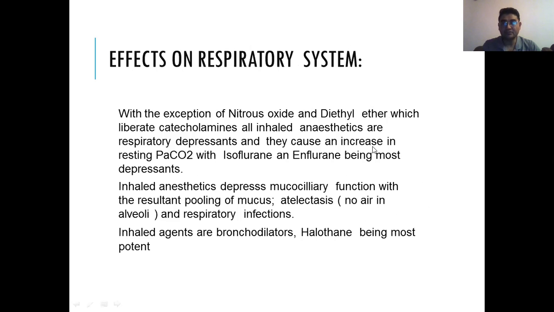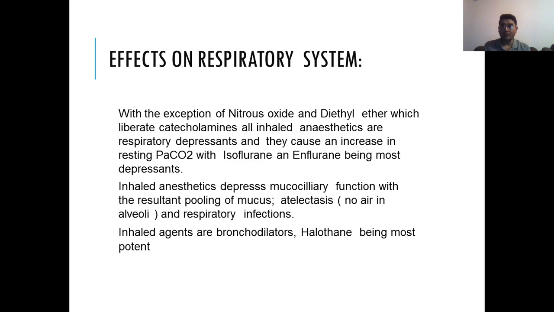Okay, it's very useful. In the respiratory system, with the exception of nitrous oxide and diethyl ether, which liberate catecholamines, all inhaled anesthetics are respiratory depressants and they cause an increase in resting carbon dioxide pressure, with isoflurane and enflurane being most depressant. Inhaled anesthetics depress mucociliary function with the resulting pooling of mucus, atelectasis, no air at alveoli, and respiratory infections. Inhaled agents are bronchodilators, halothane being most potent.